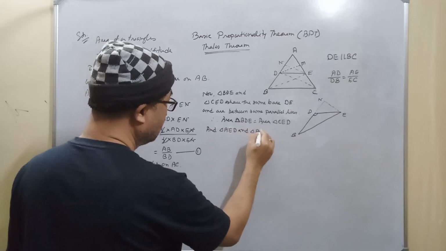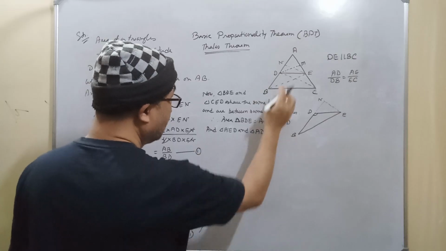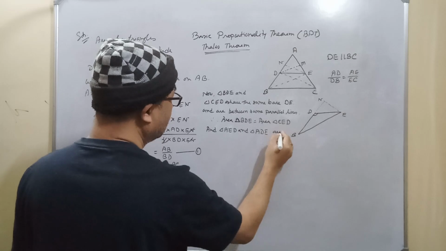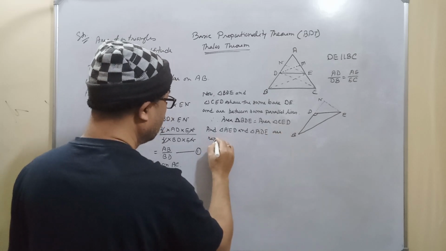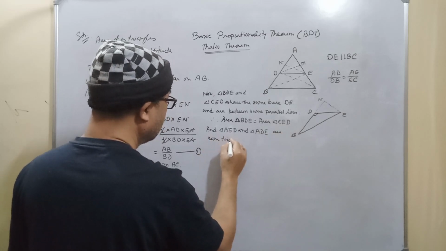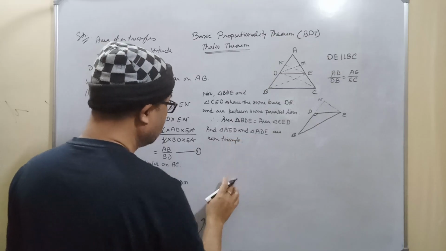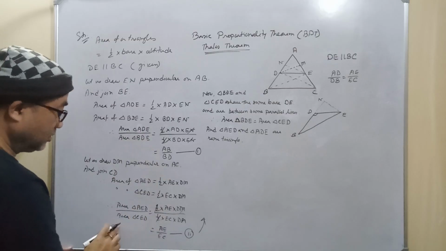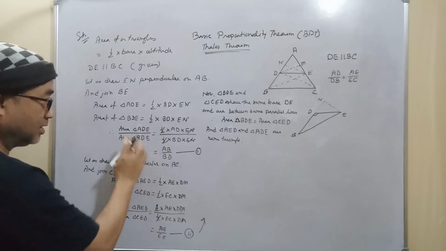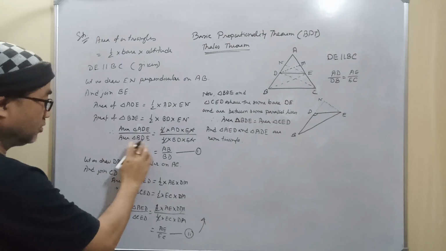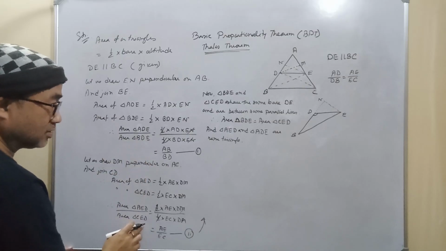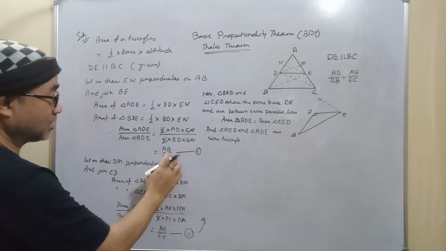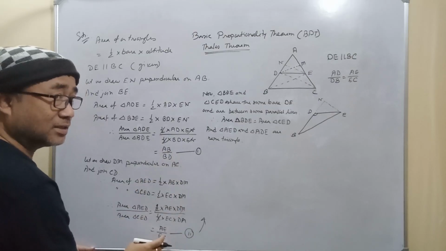And triangle ADE. ADE is AED, same triangle. Hence, this one is equal to this one. Numerator is equal. Denominator is also equal. So left hand side is equal to left hand side. So it follows that right hand side is also equal to right hand side.